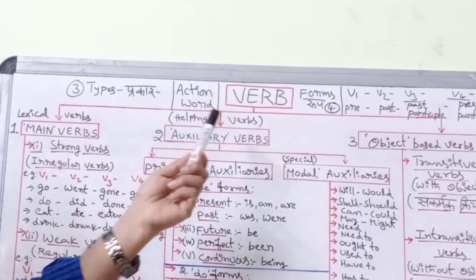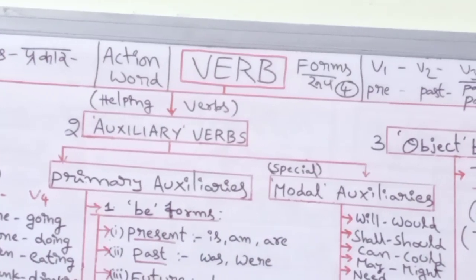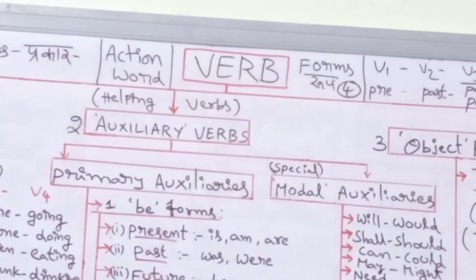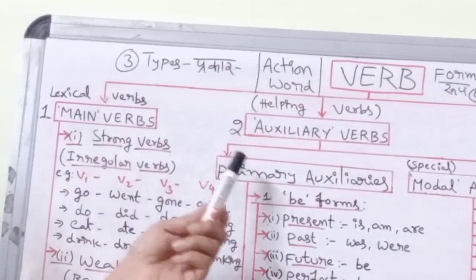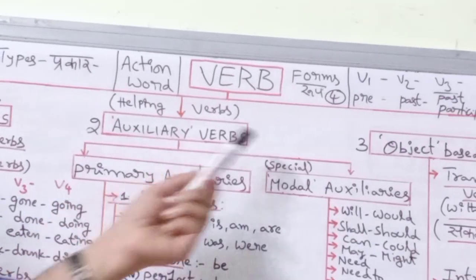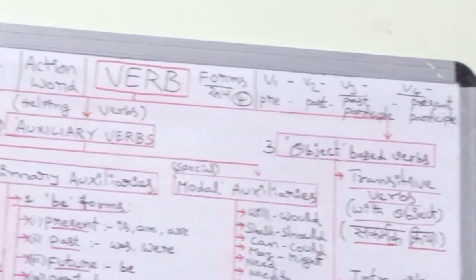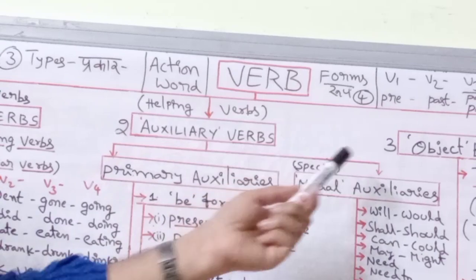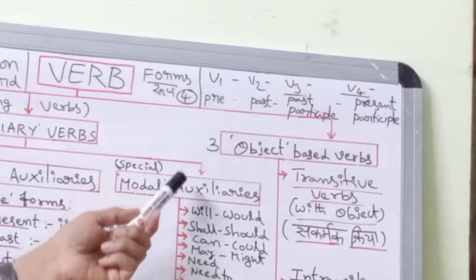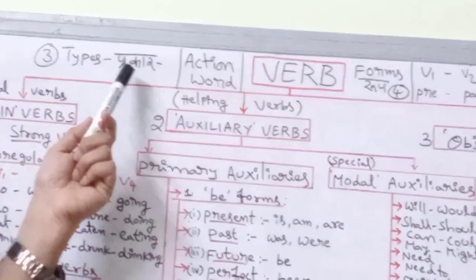A verb is broadly divided into three types. First one, main verbs. Second one, auxiliary verbs. Third one, object-based verbs. And this is about the three types of a verb.